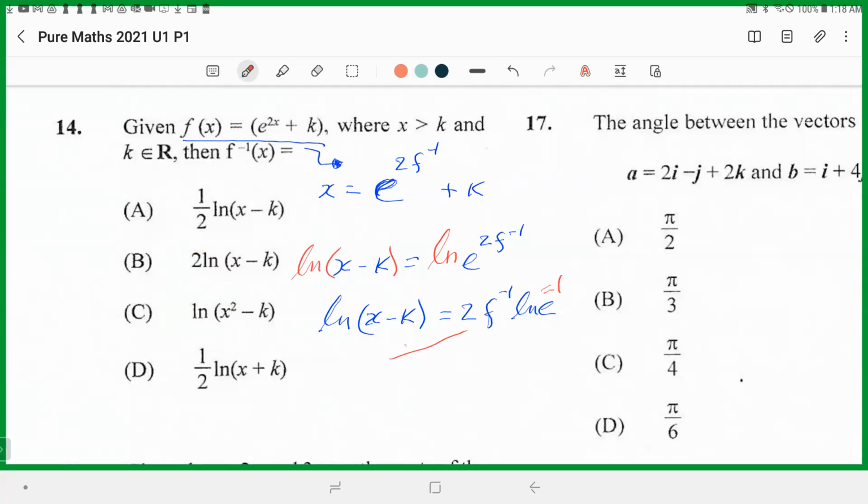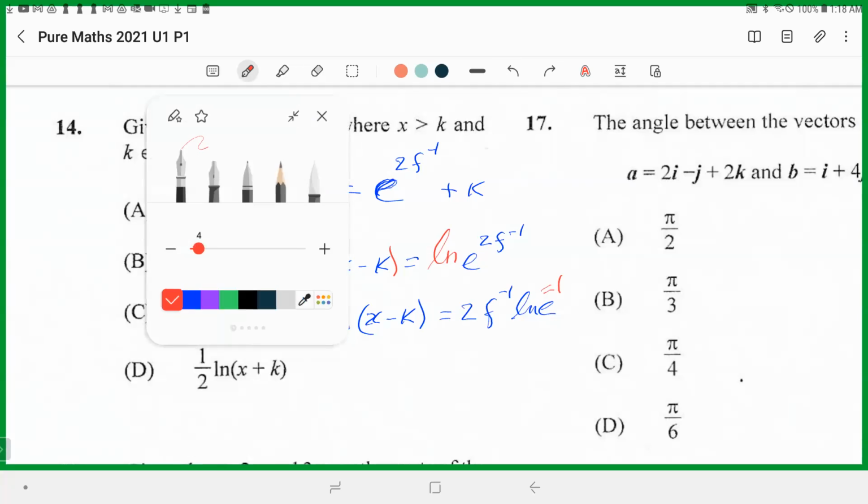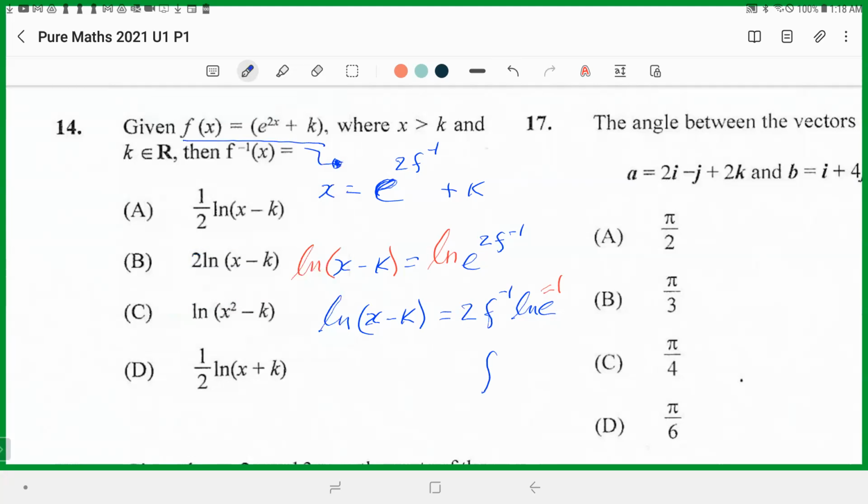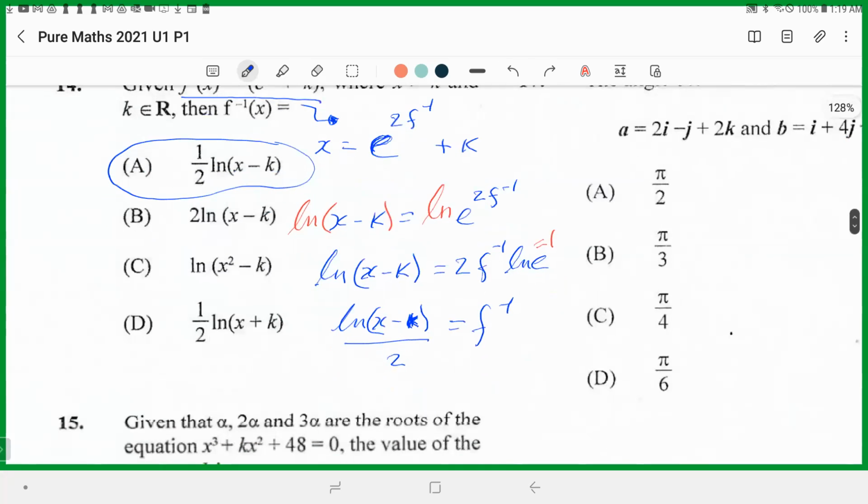So I'm going to divide by the 2. So I'm going to get f to the minus 1 equals ln of x minus k, all over 2. And that answer is right here. Same thing. x minus k. Yep. That is it. Easy stuff.